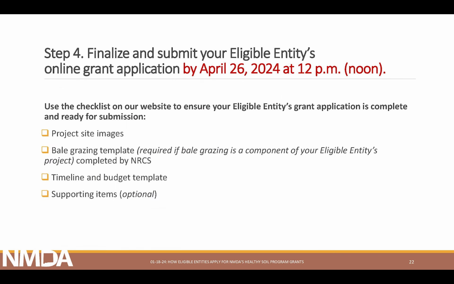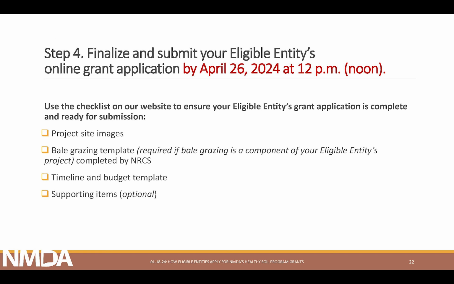And we've got a checklist on our website. We'll show that to you in just a moment. But use this checklist to make sure that you've got everything you're going to need in order to make application for a healthy soil grant as an eligible entity. So we ask that you include project site images to give us a visual of where the project will be occurring. We didn't mention this, but we'll show it to you on our website.